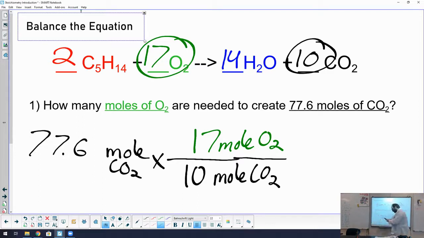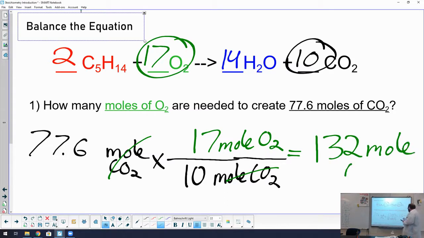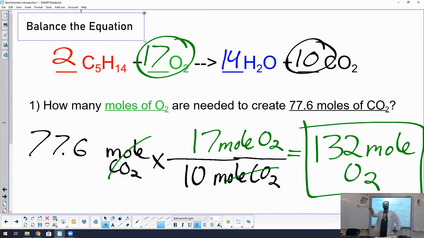So I'm going to take my 77.6 times 17 divided by 10, and that will tell me that I will have moles of O2, because the moles of CO2 cancel, and we would end up with about 132 moles of O2. This should be pretty straightforward from what we've looked at so far. So let's kick it up a notch.